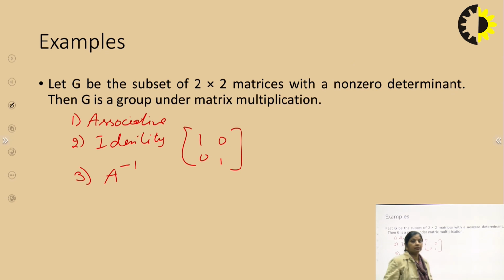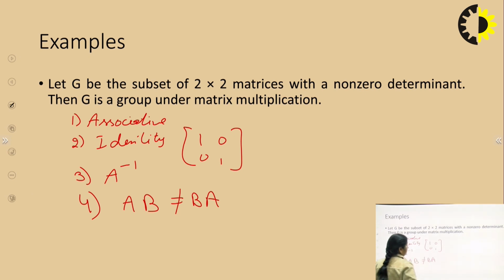And if we check the last property, what is the last property? After being a group, we can check for abelian. So if I have two matrices A and B, then AB is not equal to BA, because from matrix algebra we know that matrix multiplication is not commutative in nature. So it is not an abelian group, it is only a group.